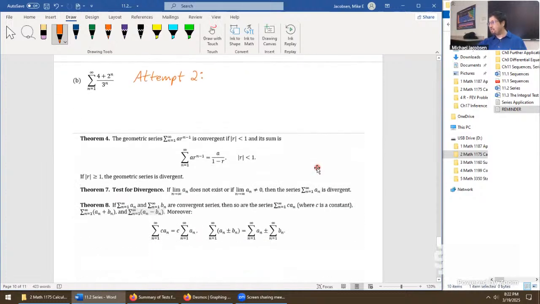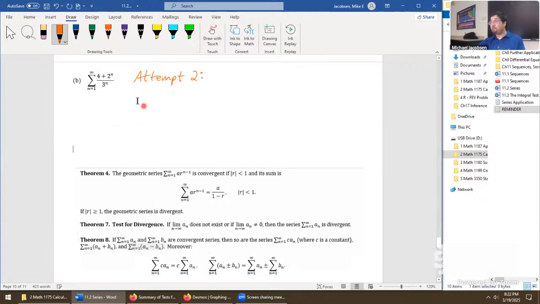Okay, now in attempt 2, we're going to try to analyze it as a geometric series, but there's extra problems with the numerator. There's really 2 terms here. So we're going to use theorem 8 to break it up as well. When we go to break it up, if we find any part is divergent, then we do have a big problem, but looks like we're going to be okay. There's 4 over 3 power of n, 2 to the n over 3 power of n should give us the right thing.